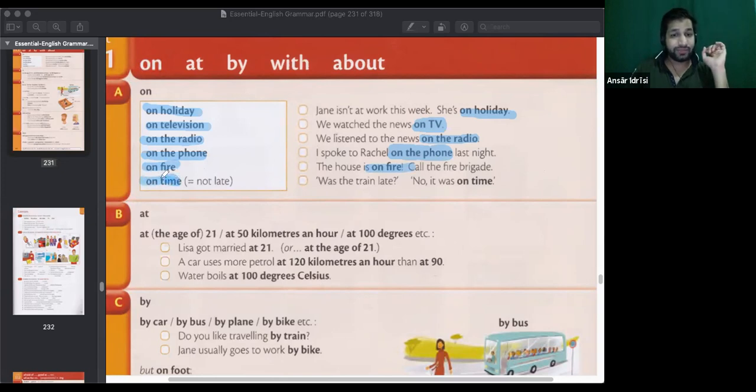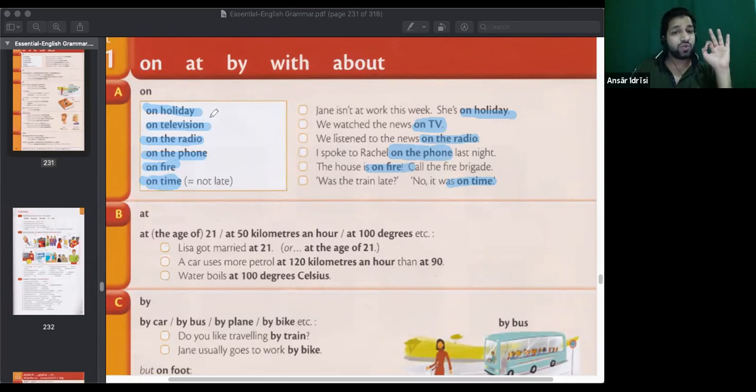Next, on time. Time pay. So time is not a place, but still we are going to use it. On time means what? Not late. For example, was the train late? No, it was on time. The train came on time. It was on time means what? Not late. Is that clear to all of you?